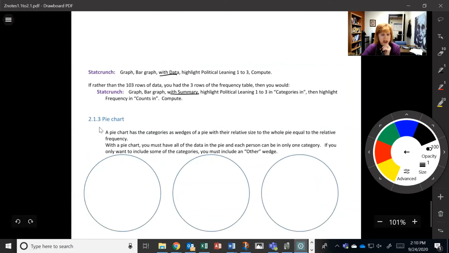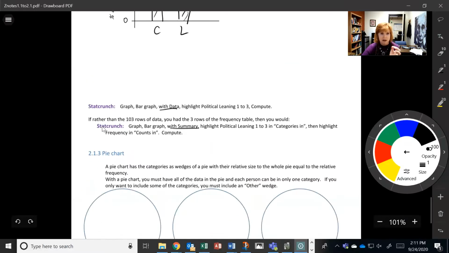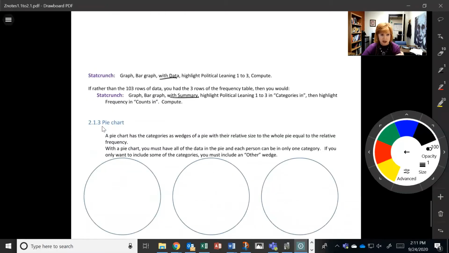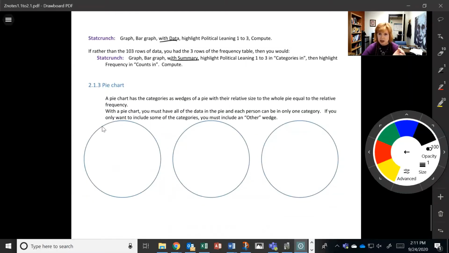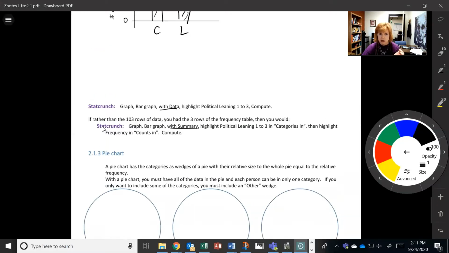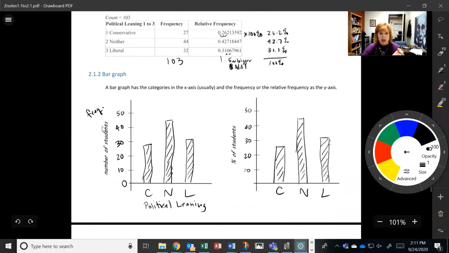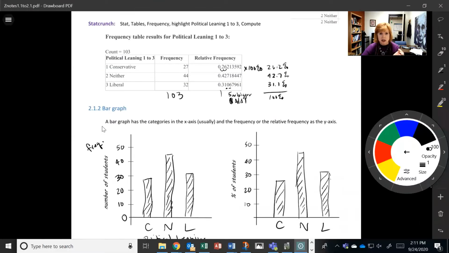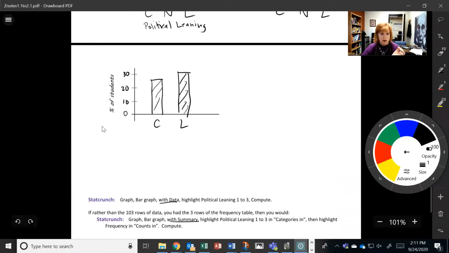A pie chart is very similar to a bar graph in that it is a graph of a categorical variable. But instead of having bars, I'm going to have wedges of my pie, and those wedges are going to tie into those proportions. So again, I've got 26%, 43%, 31%.